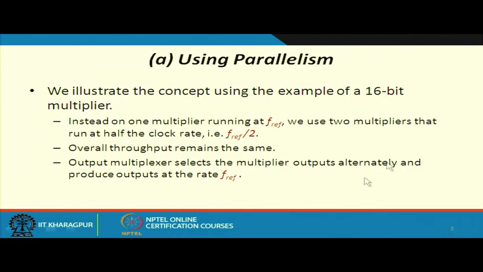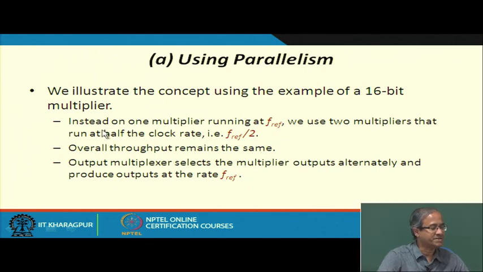Okay. So, whatever we have mentioned is written here. Instead of one multiplier running at a frequency f ref, we use 2 multipliers, we replicate it and they run at half the clock frequency. So, overall throughput naturally remains the same, and there will be a multiplexer at the output side that will be taking the output alternately from the 2 multipliers and will be generating the results at frequency f ref. Okay. So, something like this.